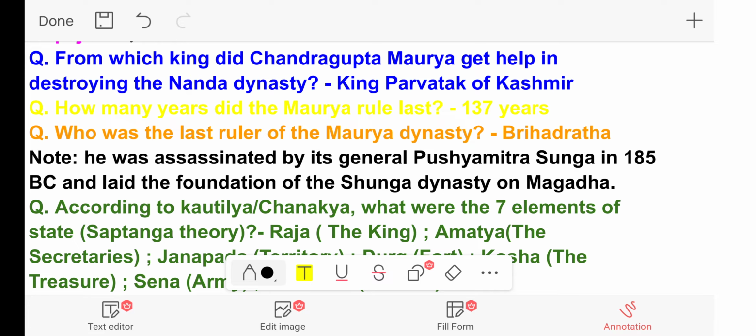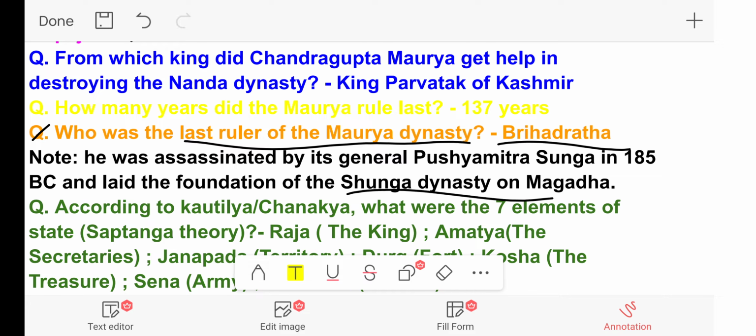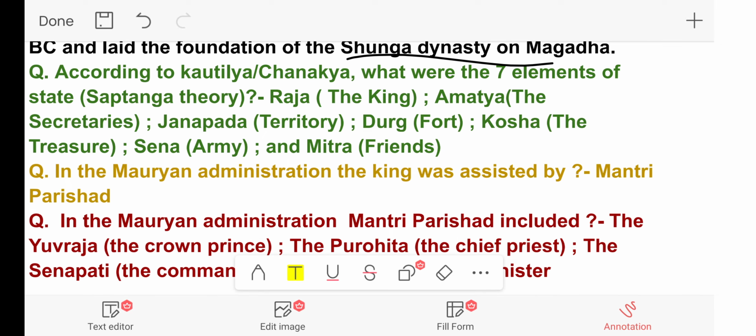Next, who was the last ruler of Maurya dynasty? And the answer is Brihadrat. Note, he was assassinated by his general Pushyamitra Shunga in 185 BC and led the foundation of the Shunga dynasty on Magadh. Next, according to Kautilya or Chanakya, what were the 7 elements of state?